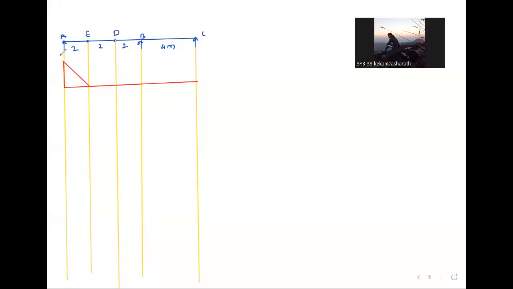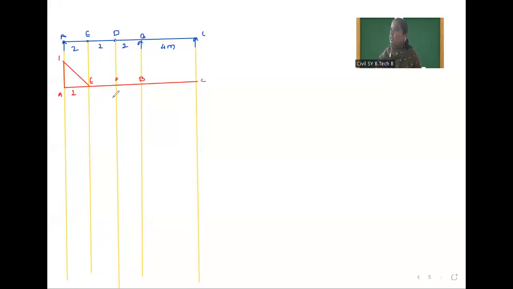Here value is 1. This distance is 2 meter. This is A, E, D, B, C. So this is the ILD for RA. After that we will draw ILD for RB. So at B point value is 1, and at C point value is 0. Up to B point connection is closed.